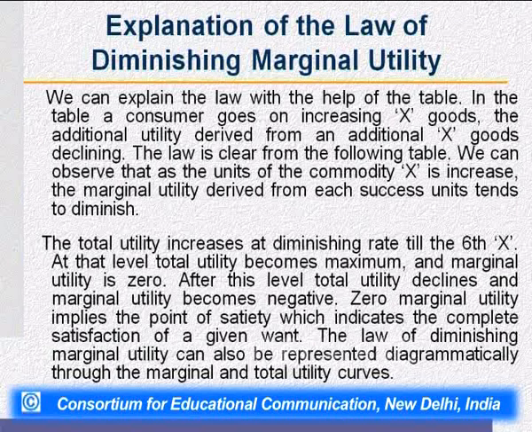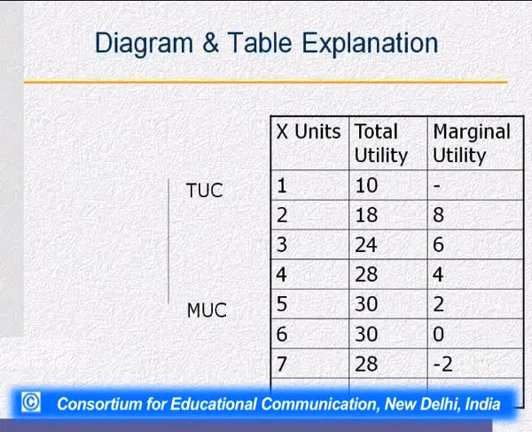And the total utility increases at a diminishing rate, घटती हुई दर से, बढ़ती है, टोटल यूटिलिटी बढ़ती है जैसे जैसे आप कंज्यूम करते हैं, but at a diminishing rate, till the sixth. When you see the table, it clearly emerges what we are discussing, where you see first unit, total utility 10, marginal अभी कुछ नहीं.